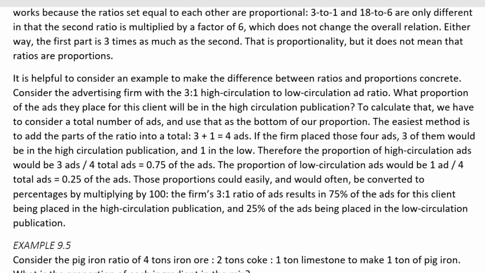It is helpful to consider an example to make the difference between ratios and proportions concrete. So consider the advertising firm with the 3-to-1 high circulation to low circulation ad ratio that we dealt with at the outset of this section. What proportion of the ads they place for this client will be in the high circulation publication? So we have a 3-to-1 ratio, and we're being asked what proportion of the ads they place will be in the high circulation publication. And a proportion is an amount out of a total.